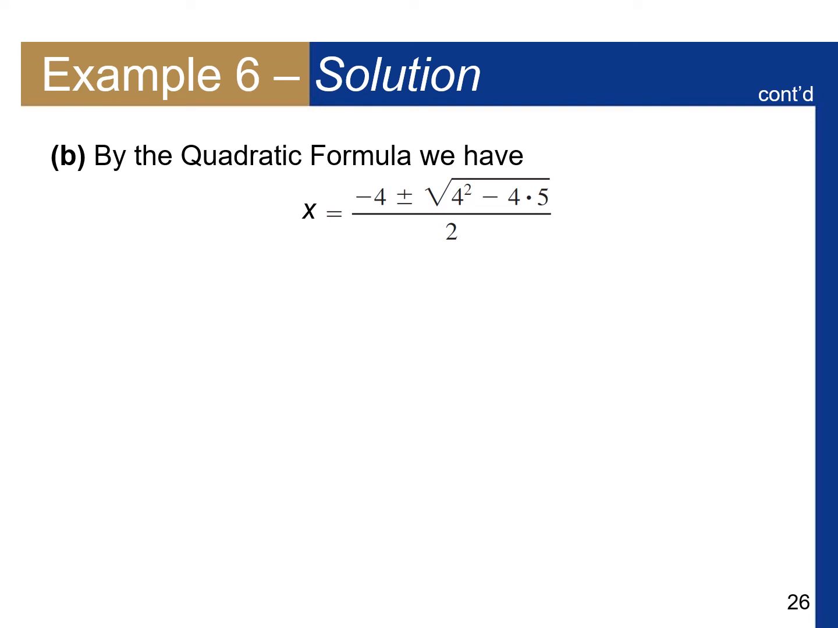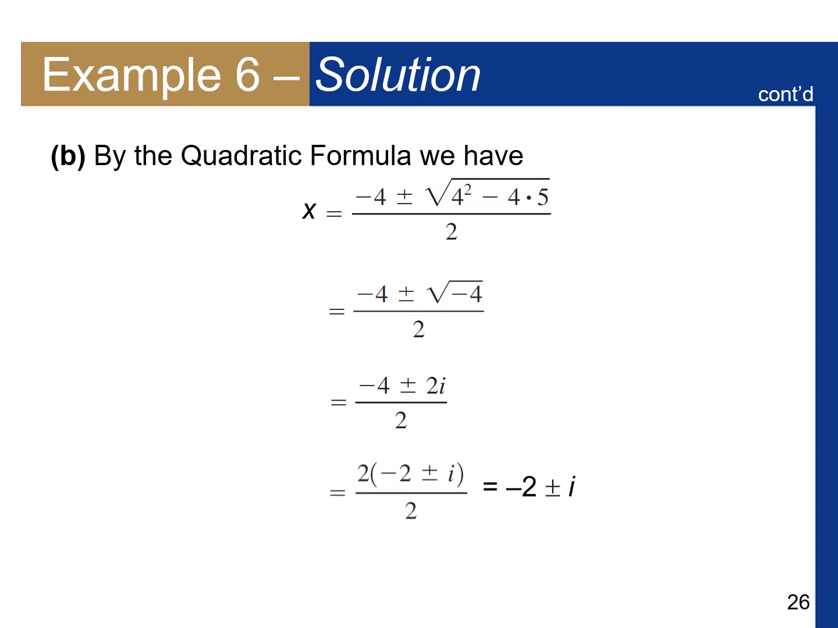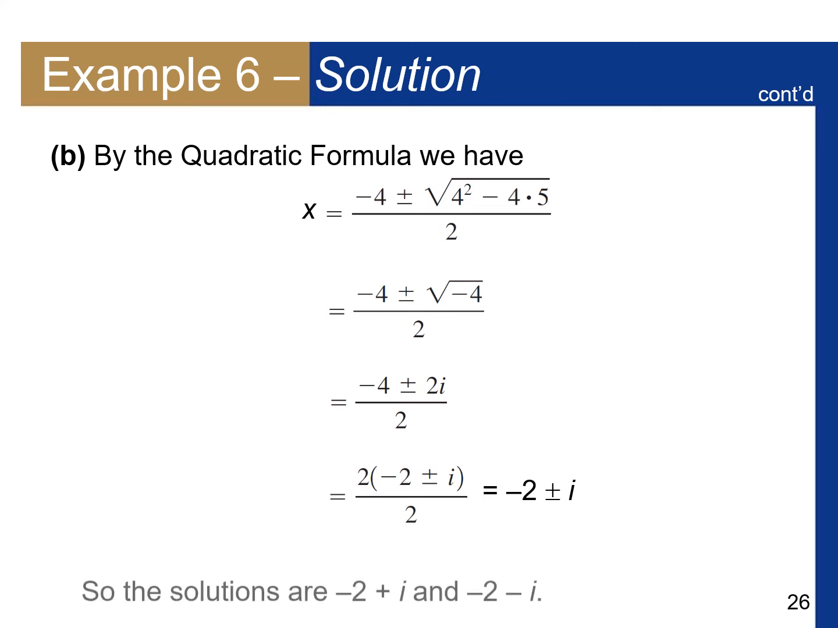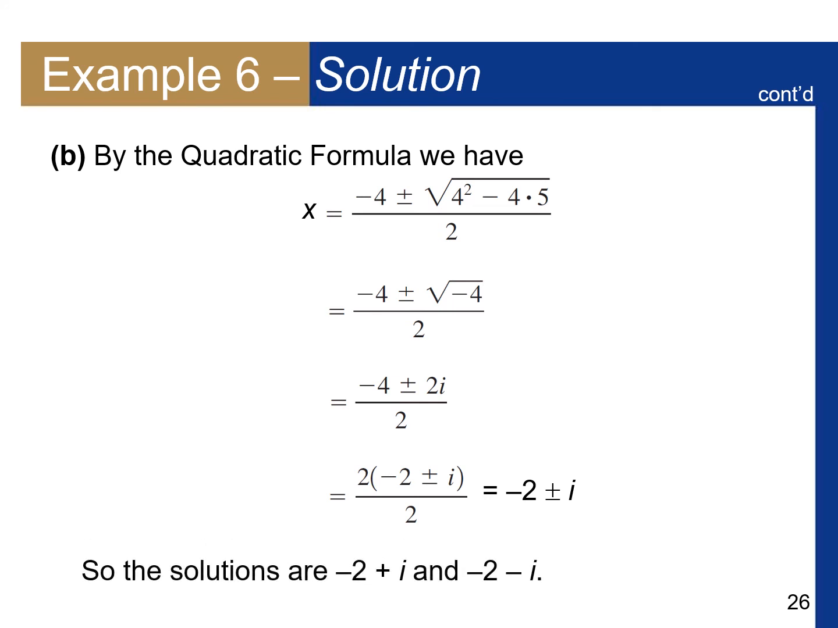Now by the quadratic formula, I will come down and get a negative 4 under the square root. Take my i out first, and then the square root of 4, and simplify that, and I will get negative 2 plus or minus i. Don't forget to distribute through this negative 2.